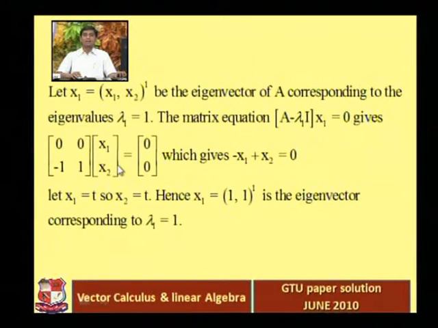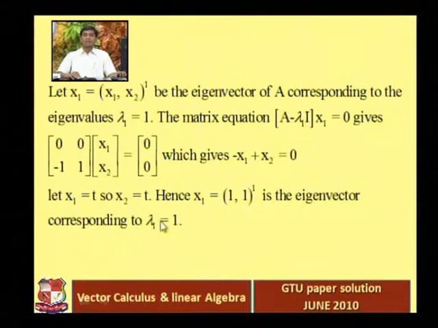Now from this you will get only one equation: minus x1 plus x2 equals 0. So just randomly take x1 equal to t, so x2 is equal to t, because from this equation you can say x1 equals x2. So when you take x1 equal to t, x2 is also t. So what is our eigenvector corresponding to lambda equal to 1? It is [1 1], where t is a parameter. So [1 1] is our eigenvector corresponding to lambda 1 equal to 1.